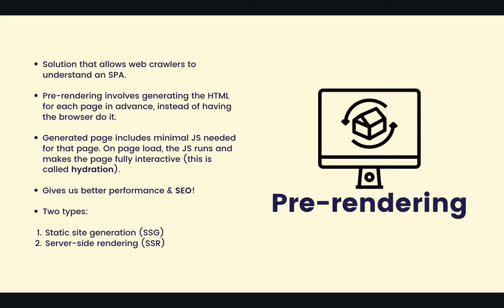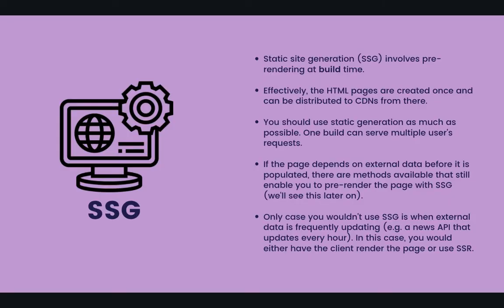There are two types of pre-rendering. First is static generation, and the second is server-side rendering, and we'll be going through both. Firstly, static site generation, or SSG, involves pre-rendering at build time. Build time is basically a step in your deployment pipeline where you build your application. Effectively, the HTML pages are compiled, if you will, once, and they can be distributed to different CDNs from there.